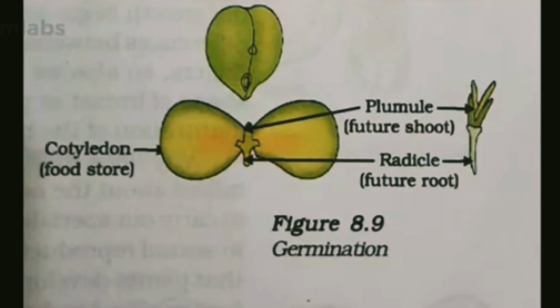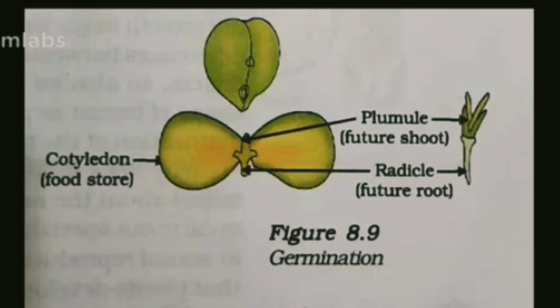Leaf shows reticulate venation. This is how we can differentiate the monocots and dicots with the help of venations. Monocot shows parallel venation, dicot shows reticulate venation. When the seed germinates, you can find two important parts.